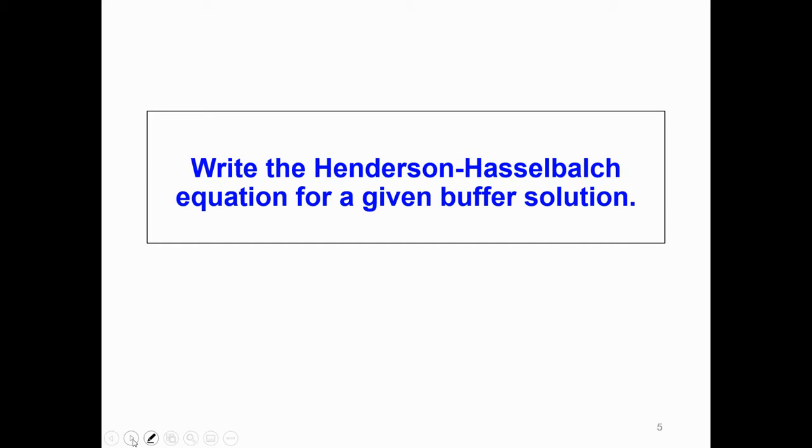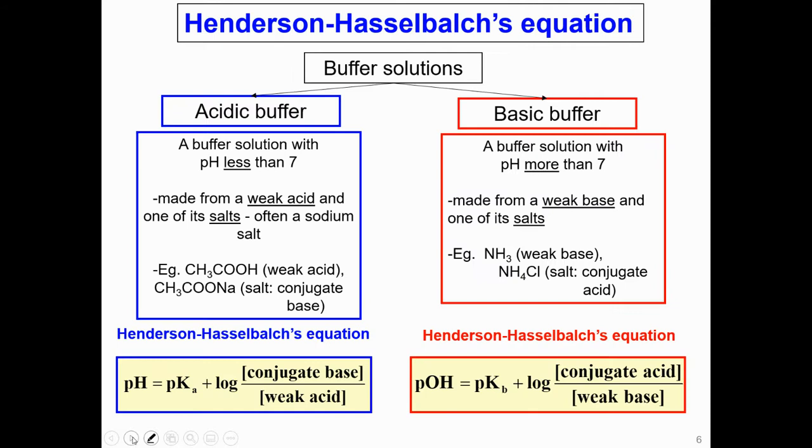Next, let us learn how to write the Henderson-Hasselbalch equation for a given buffer solution. There are two types of buffer solution. One is acidic, another one is basic. Let us look at acidic first. An acidic buffer solution is a buffer solution with pH less than 7. It is made from a weak acid and one of its salts, often a sodium salt. For example, we have ethanoic acid and sodium ethanoate, so the conjugate base comes from CH3COONa.